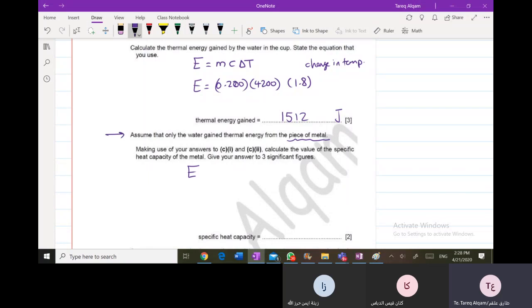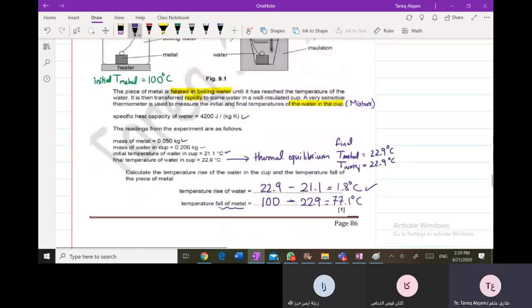Okay. Now, guys, this energy gained by the water is equivalent to the thermal energy supplied by the metal. Even though it's given here, assume that only the water gains thermal energy from the piece of metal, right? So the energy supplied by the metal equals the energy gained by the water. Here also I will use mcΔT, because there's a temperature change for the metal. mcΔT is equivalent to 1,512. This is for the metal. Now we are asked to find the specific heat capacity. Temperature change 77.1 equals 1,512.